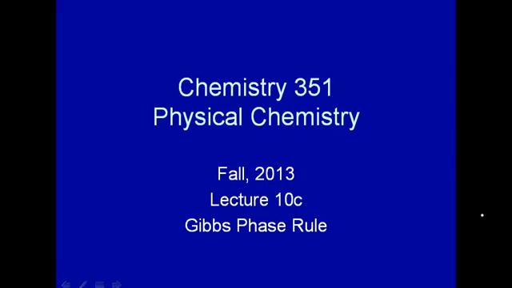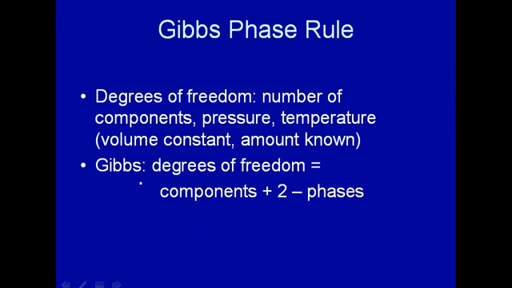We're going to end this lecture, lecture 10, by saying a few words about the Gibbs phase rule. All right, here is the Gibbs phase rule. It says that the degrees of freedom in a system is equal to the number of components in the system plus 2 minus the number of phases in the system.